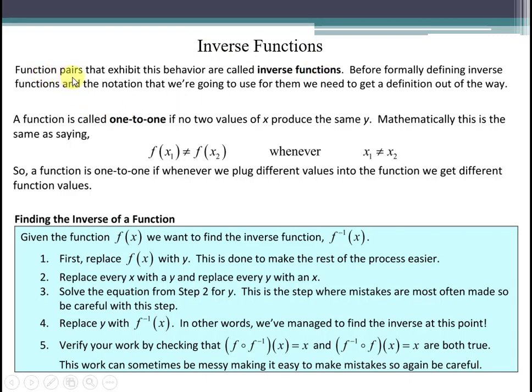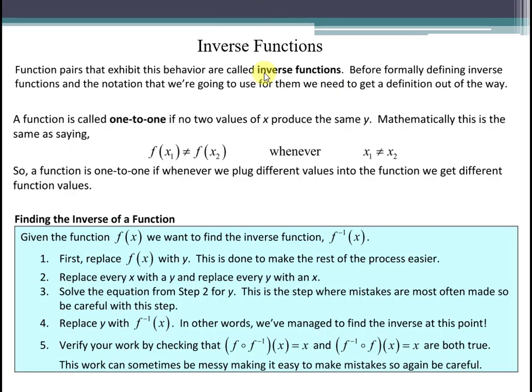So functions pairs that exhibit this behavior. When f of g of x is equal to g of f of x, they are called inverse functions.